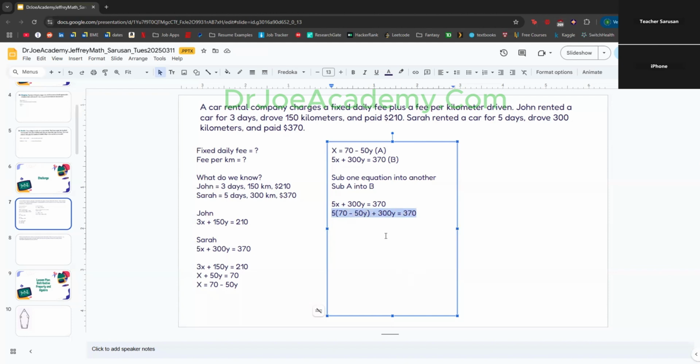Yep. All right, so now we have a much easier equation to work with. Only one variable, we can solve this. So how do we solve this equation? Maybe use the distributive property. Yep, for sure. So what would that look like? 350 minus 250y. All right, and everything else remains the same.